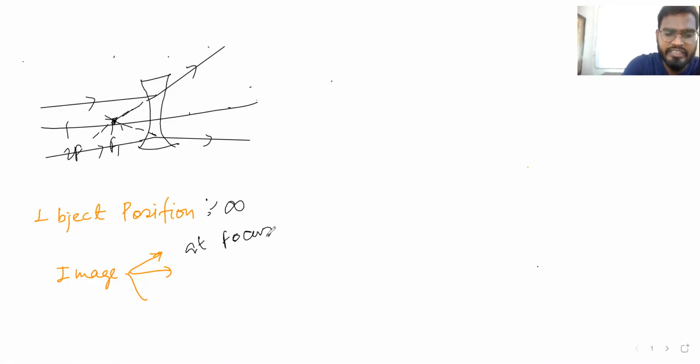Same as the lens and mirror, right? Is it real? No, it is virtual and erect, right? And the third thing is that it is virtual, erect, and diminished.